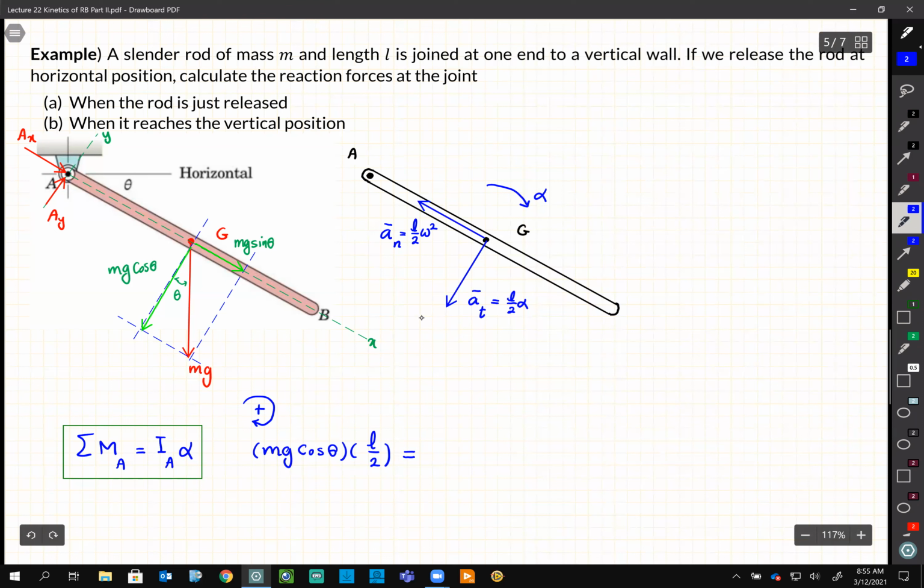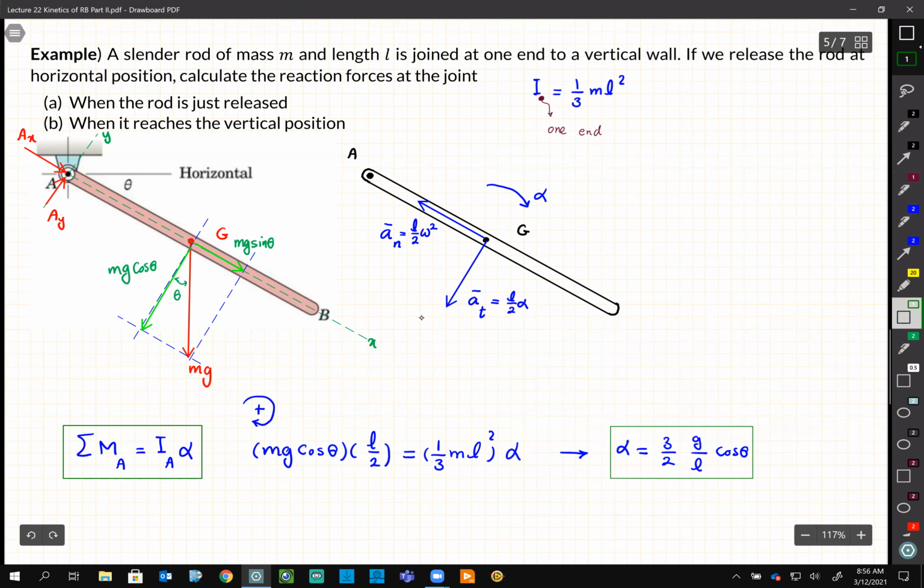It's equal to I A, which for a link is 1 over 3 m L squared, times alpha, right? Remember, for a link or a bar, I about one end is 1 over 3 m L squared, whatever that end point is. If I simplify that, I get alpha equal to 3 over 2 g over L cosine theta.